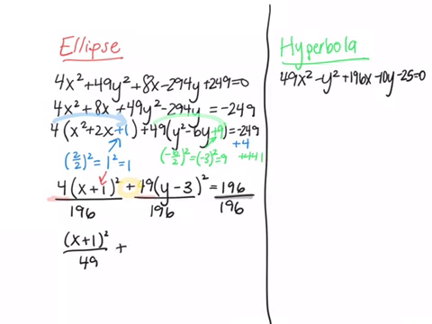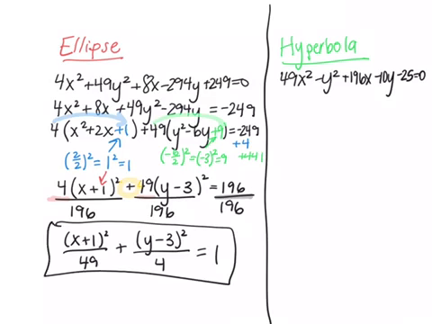And then on the y's, I end up with a denominator of 4. So this would be the equation of your ellipse in standard form. Again, I know this is an ellipse because of that addition sign that connects them together.